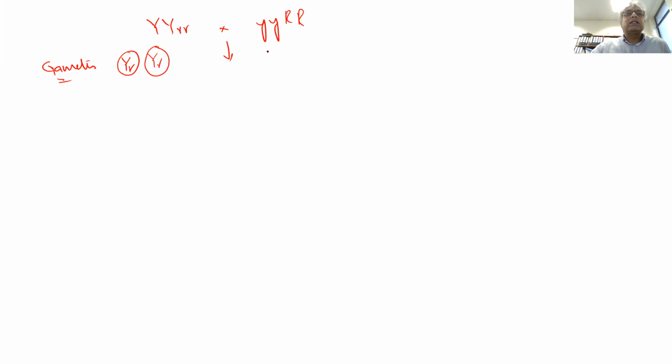And then you just do the same thing for the other gamete as well. So Y capital R, that's one gamete. Y capital R, that's another gamete. So we have F1: capital Y fused, small y R. Now if we self this, how many gametes will be formed from this?